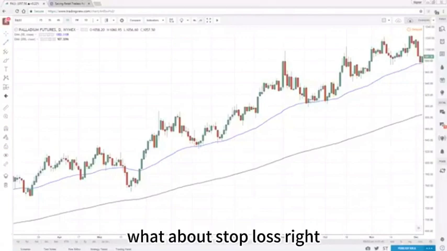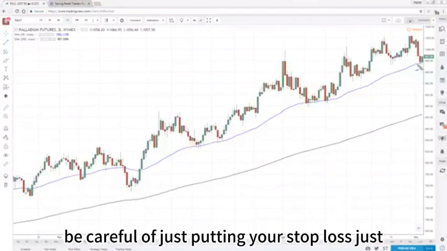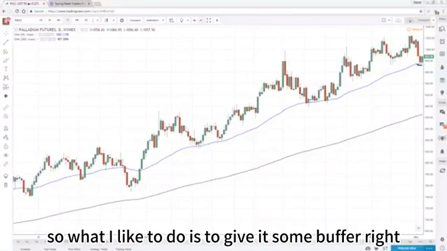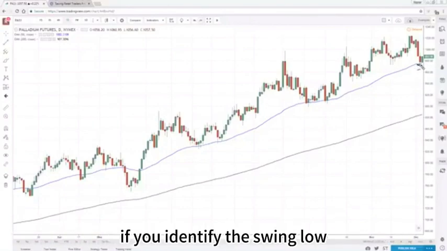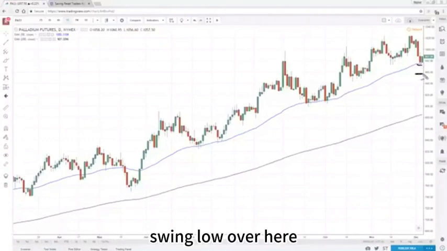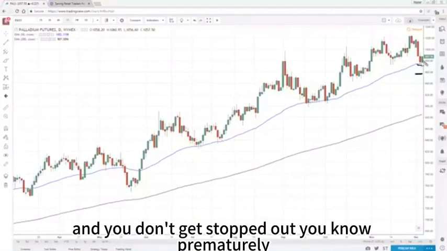What about stop loss? I would say be careful of just putting your stop loss just below the lows, because it can get triggered very easily. So what I like to do is to give it some buffer. If you identify the swing low, give it some buffer and just put it a distance away from this swing low over here. It gives your trade more room to breathe, and you don't get stopped out prematurely.